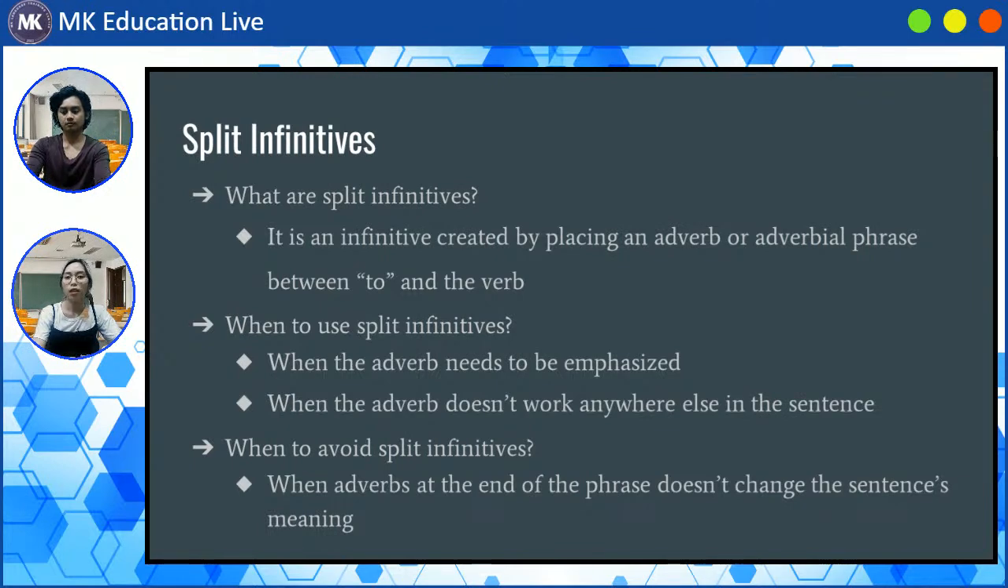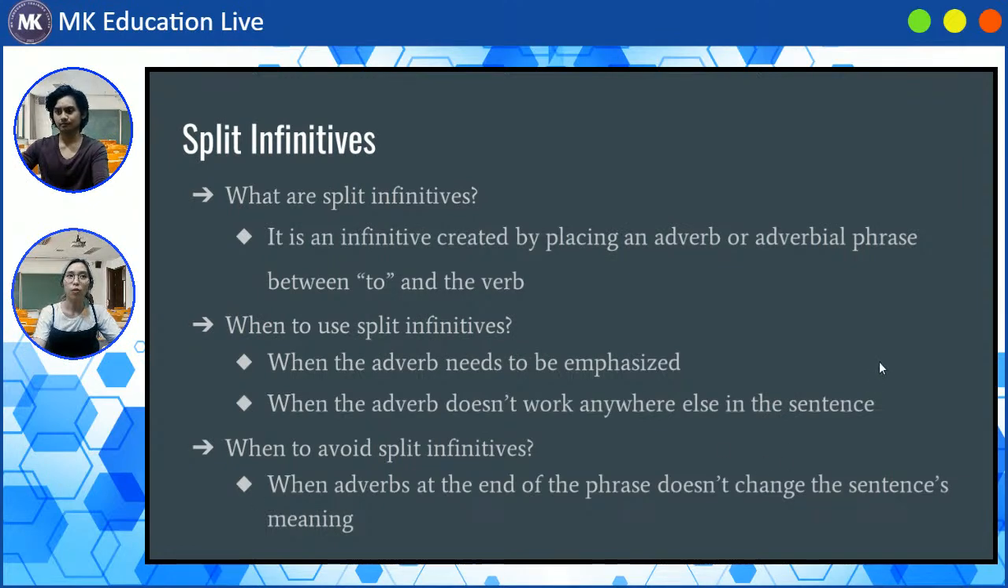And then we can also avoid split infinitives. So why do we avoid split infinitives? We avoid these when the adverb at the end of the phrase doesn't change the sentence's meaning. So it's unnecessary to use split infinitives if the adverbs are in the correct place and it doesn't change the sentence's meaning. So that is split infinitives.